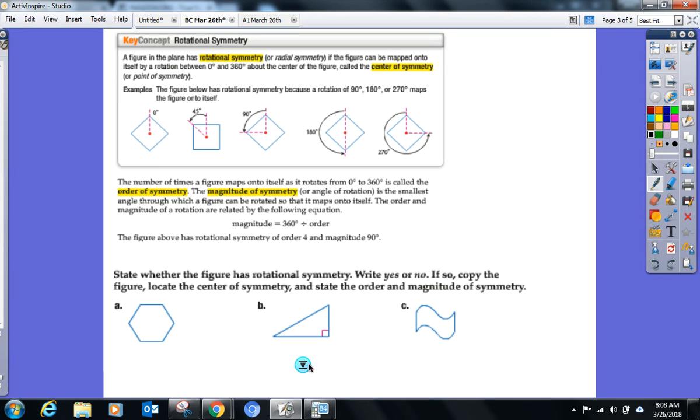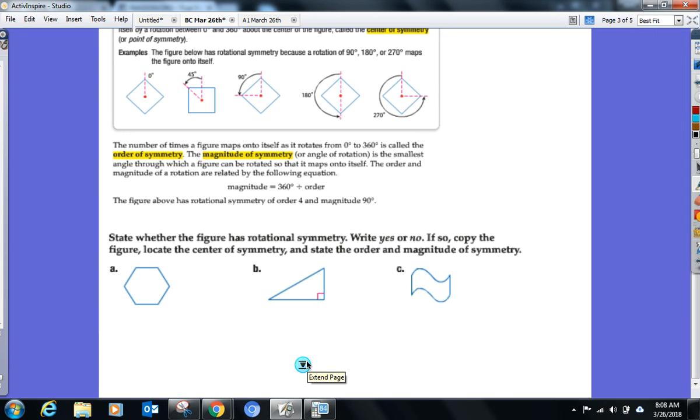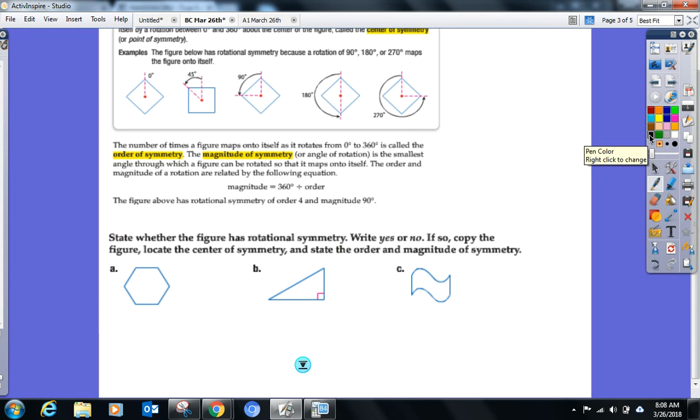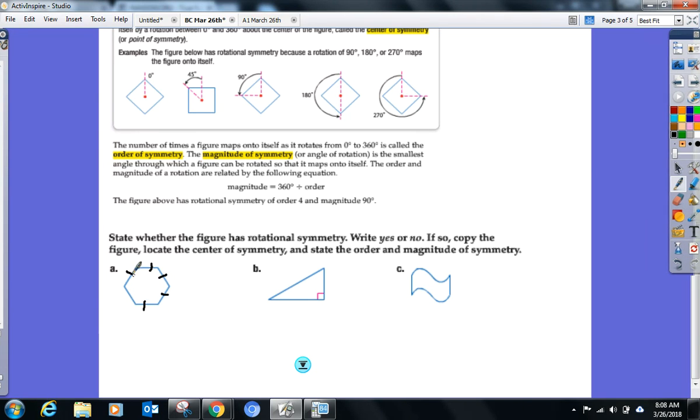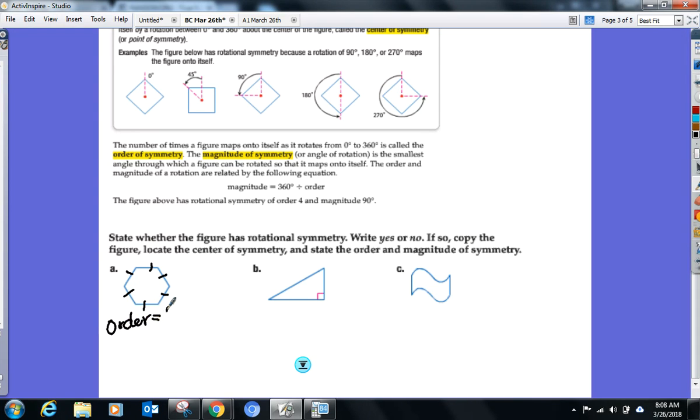All right. So for part A, state if it has rotational symmetry. If it does, what's the magnitude and the order? So we've already done part A. This is a regular hexagon. So instead of saying rotating it 6 times, I'm going to say the order is 6. If the order is 6, magnitude, the smallest degree measure I can rotate it. We already found this out, but we can do 360 divided by that order. 60 degrees is the magnitude. So I'm just putting names to these numbers now.